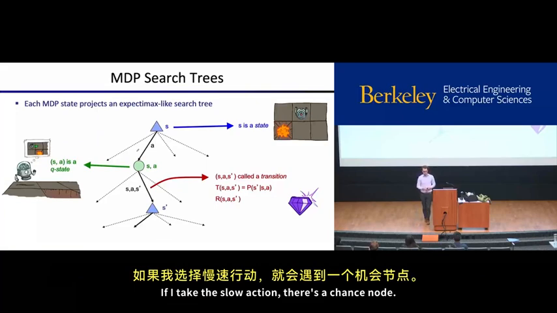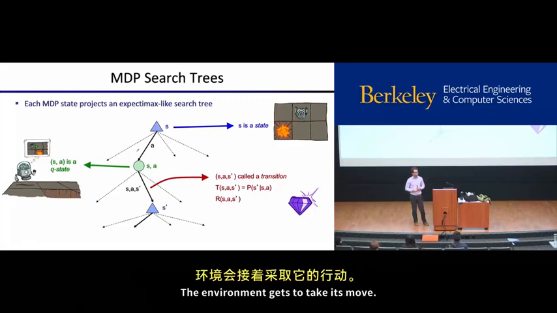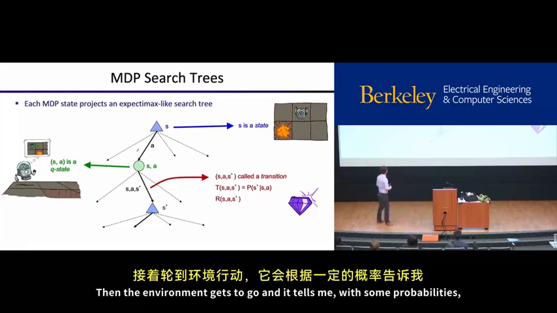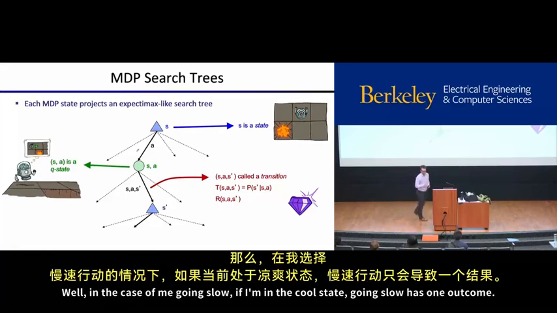Okay, yes? Wouldn't this branch infinitely, though? Because you could just go slow and then your rewards stack. Yeah, wouldn't this branch infinitely, though? Yeah, that's a good point. We will get to that in a couple more slides.